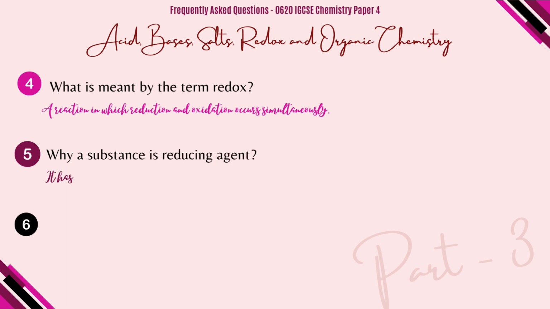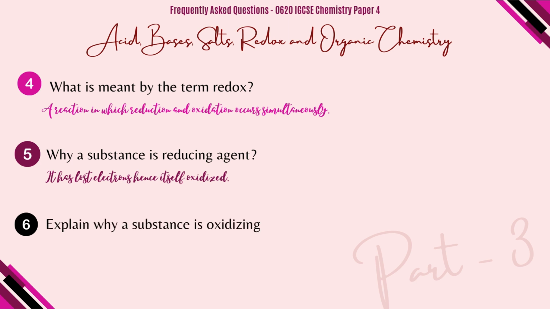Question number 5. Why is a substance a reducing agent? A substance is a reducing agent when it itself oxidizes. It loses electrons, but it adds electrons to the other. Itself it is oxidized. And an oxidizing agent is a substance which itself is reduced.